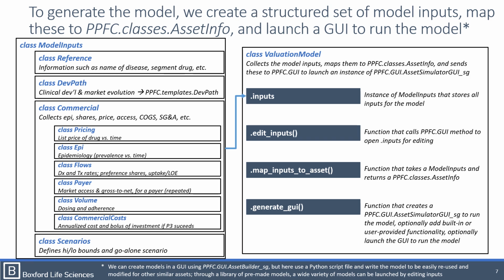We give all of these model inputs and we store that into another class we're going to write, valuation model, whose job is to take the inputs, present a built-in PPFC GUI method to edit those inputs if we want to modify them at any time, and then map the set of inputs to a complete set of model specifications that PPFC can use to build the model, which is stored as an instance of PPFC class's asset info. And then finally, we're going to have a short model that takes whatever the output is of that asset information, defines the model, and passes it to a built-in method within PPFC, an object called an asset simulator GUI, that's going to create the model, optionally add any additional build-on functionality that we define, which we're going to use later to add the deal to it, and then it launches a GUI to run the model.